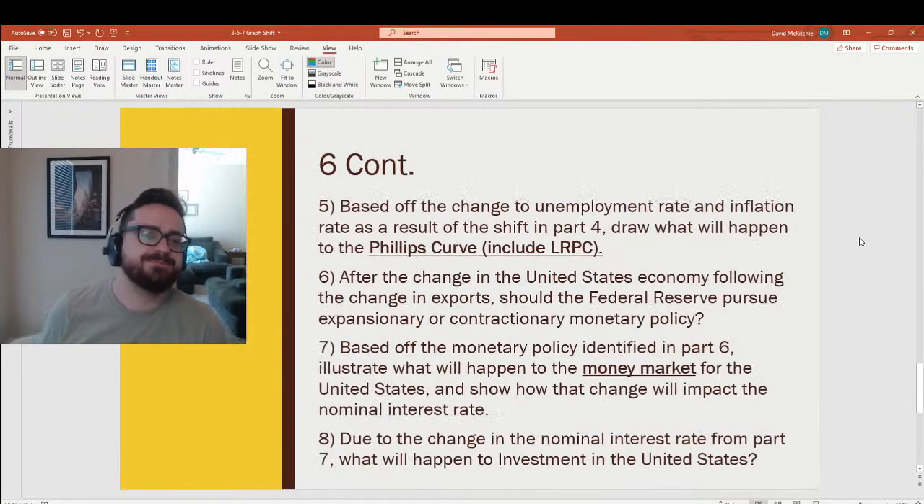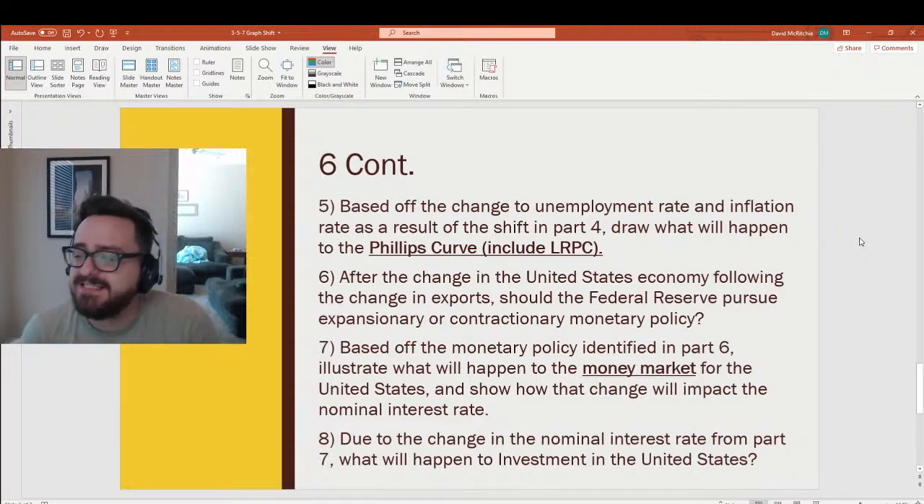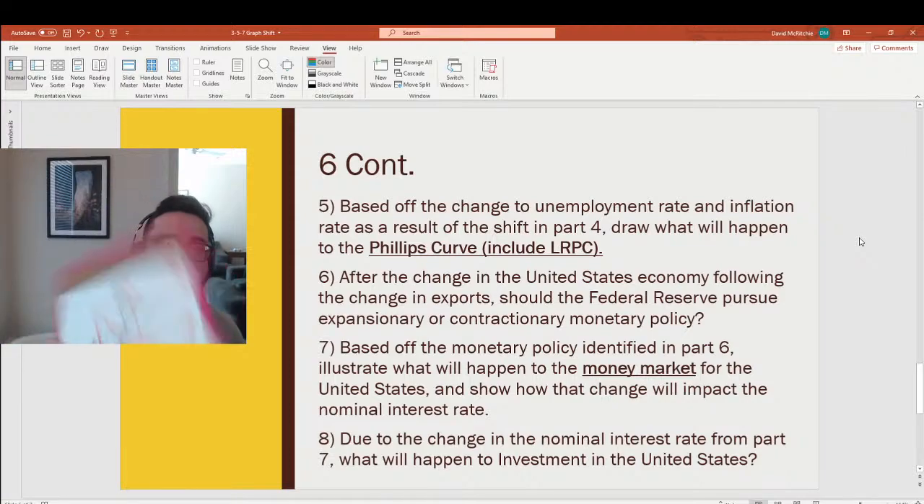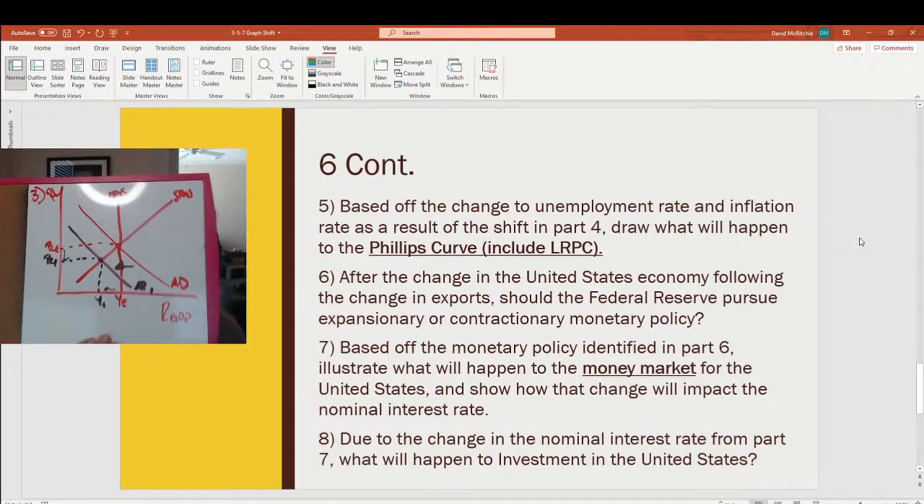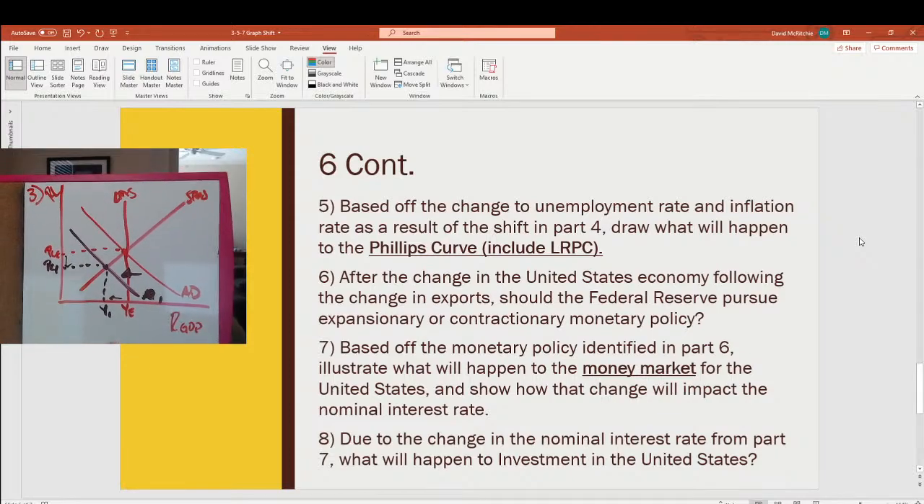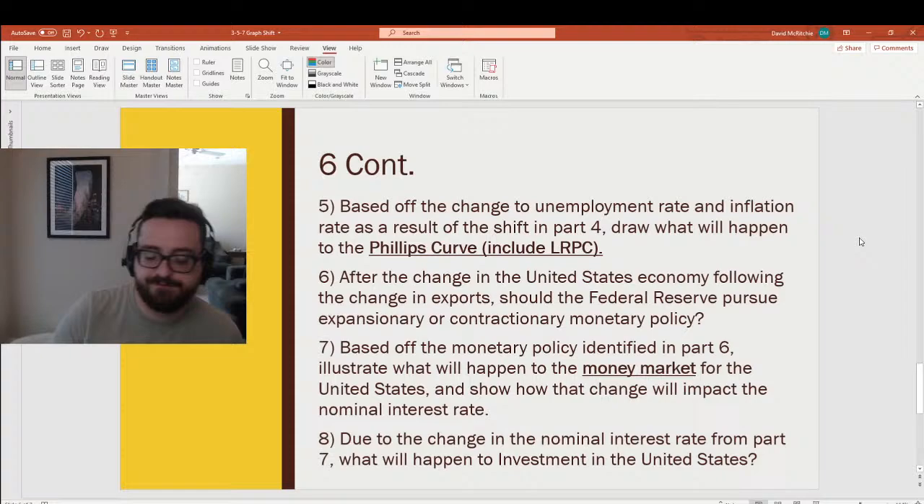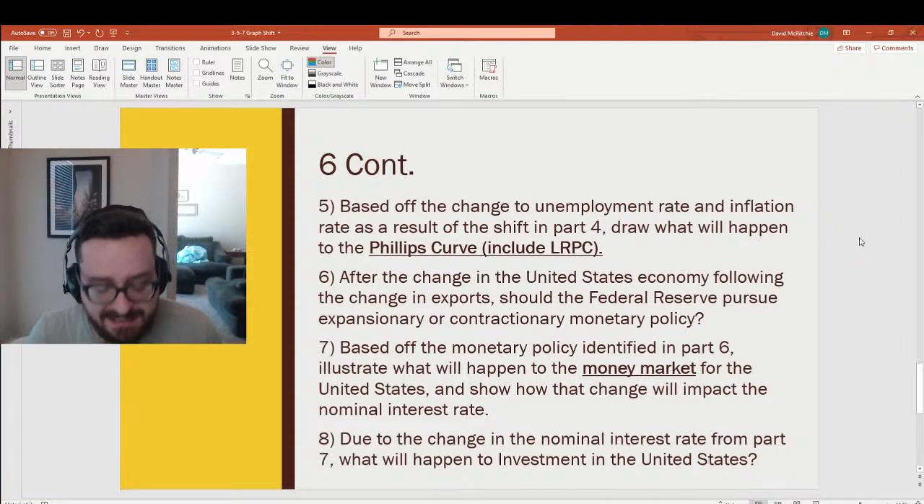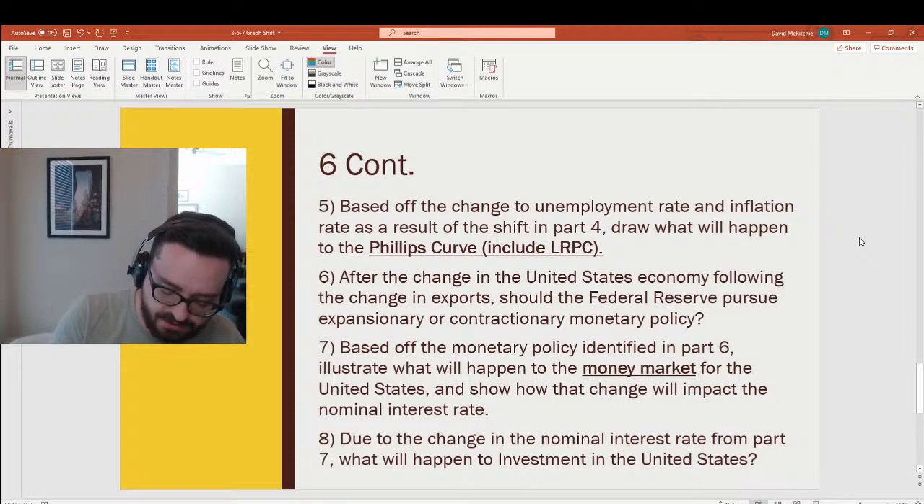All right, part 2, or the next page. Based off the change to unemployment rate and inflation rate as a result of the shift in part 4, that should say part 3, but I don't really care, what will happen to the Phillips curve? So they're asking me what happened to unemployment and inflation rate here, and what's going to happen to my Phillips curve. Well, first, I'm going to write what happened to unemployment and inflation rate, because I want to have that indicated somewhere before I do my Phillips curve.